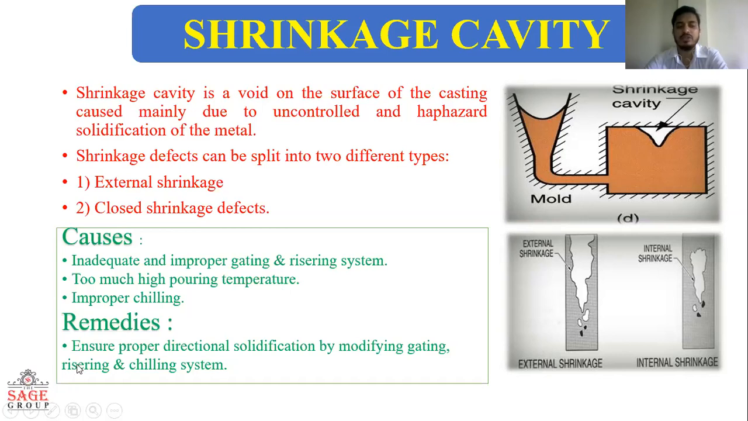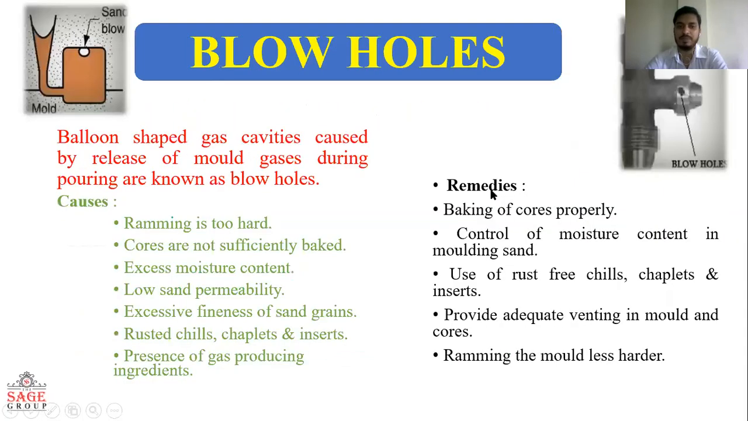So what are the remedies? To ensure proper directional solidification by modifying the gating, risering and chilling system, right? If we can modify our gating, risering and chilling system, the shrinkage cavity does not occur.